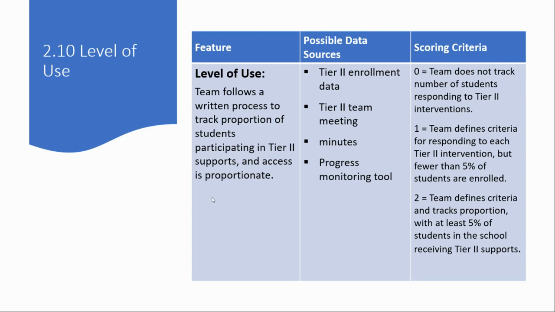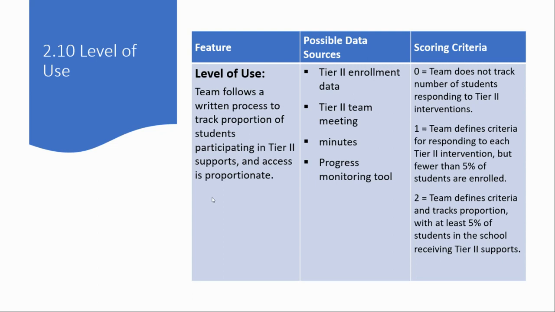Some possible data sources for this are your tier 2 enrollment data, your tier 2 team meeting minutes, and any progress monitoring tools that you have in place. A team will receive a 0 if the team does not track the number of students that are responding to the tier 2 interventions. The team receives a 1 if the team defines criteria for responding to each tier 2 intervention, but fewer than 5% of the students are enrolled. And then they receive a 2 if the team defines criteria and tracks proportions with at least 5% of the students in the school receiving tier 2 supports.